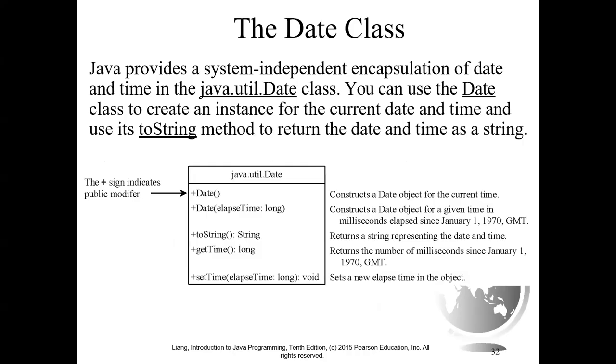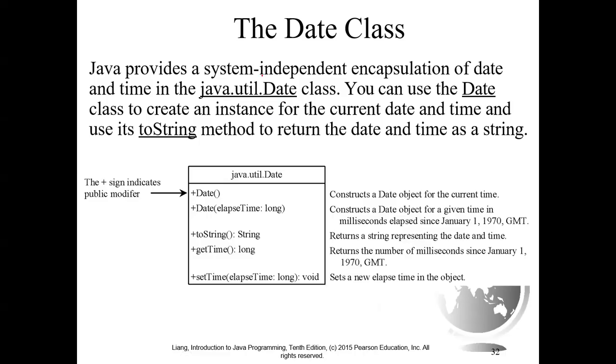Okay, let's take a look at the Date class. The Date class is a default class within the java.util package. And Java provides a system-independent encapsulation of date and time in this Date class. You can use the Date class to create an instance for the current date and time, and use its toString method to return the date and time as a string. Okay, let's take a look over it.